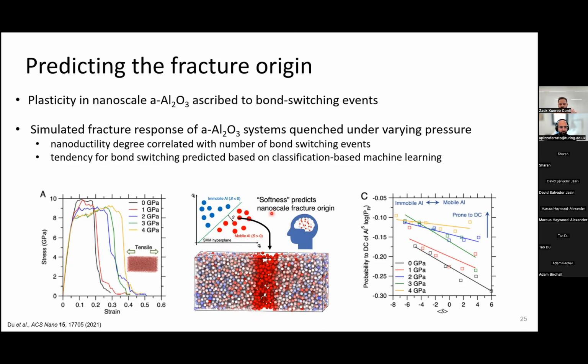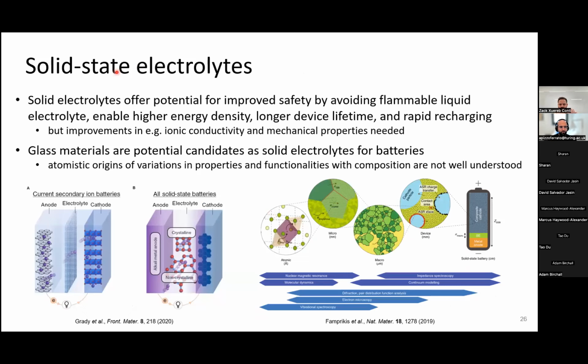Okay, so I'll come back to this, because we have been trying to use these for a class of systems, the glassy systems. I mentioned these solid state electrolytes. So this is an application of glasses where we can use them in battery materials. To avoid the flammable liquid electrolyte, there's a huge research and development effort to use solid electrolytes, glassy or non-glassy, to enable improved performance here.